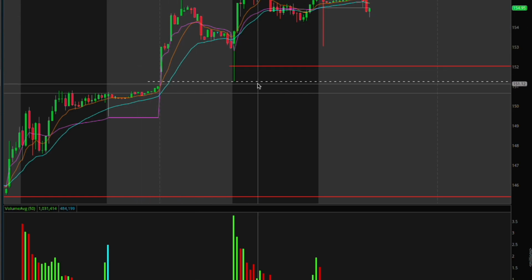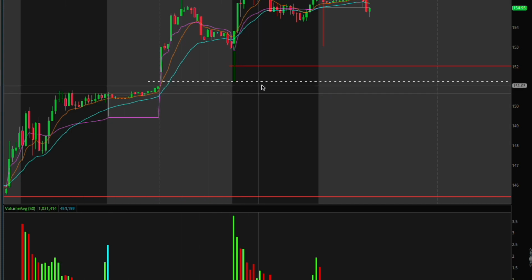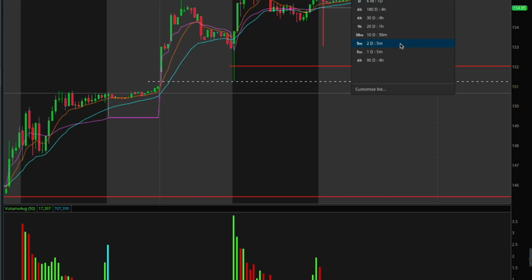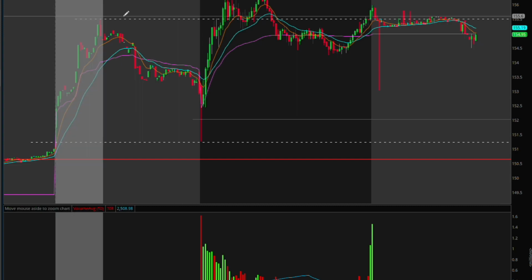Now, this is on a 15-minute chart, so you can see it pretty clearly. The pre-market low was just over the previous day's high, so this is a really, really good support zone. We'll jump down to the 5-minute where we made the trade. Zoom in for you a little bit.